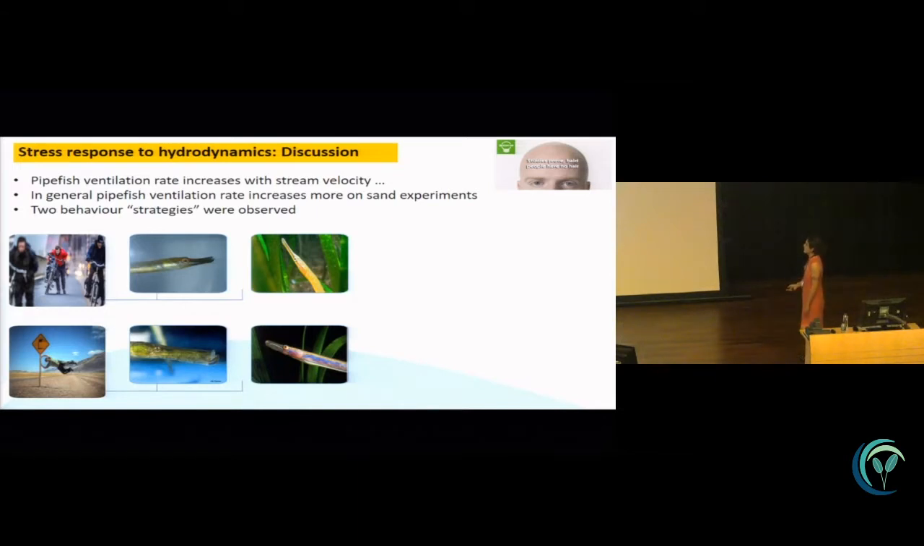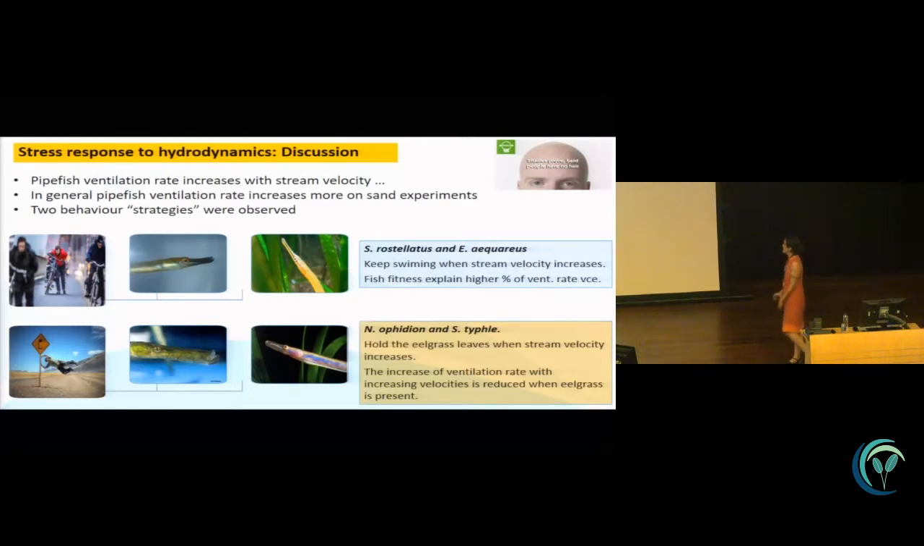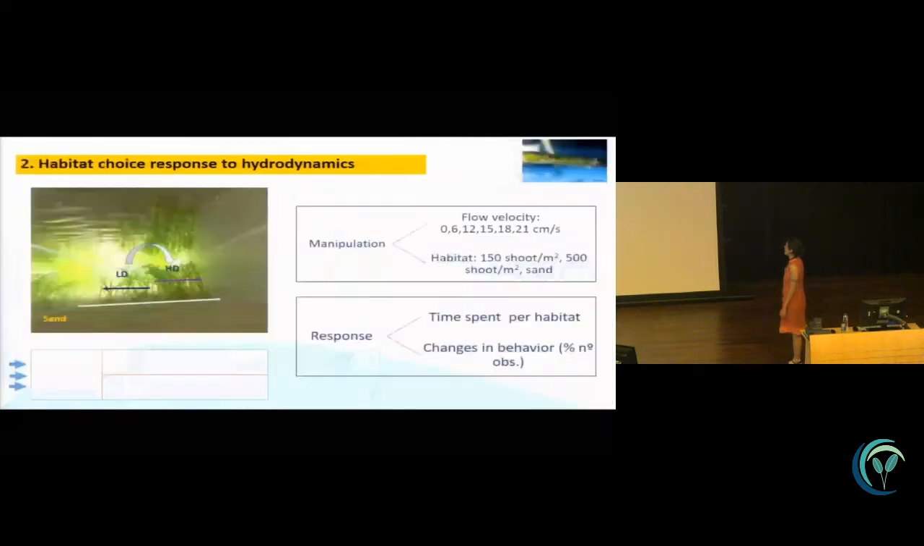The swimmers, which are Rostellatus and Entelerosa aquareus, keep swimming when stream velocity increases, and in these two species, fish fitness explains a higher percent of the ventilation rate. That's because swimming is a more demanding activity than holding the leaves. The other strategy is the holders, Syngnathids tifle and Nerophis ophidium, who hold the leaves when flow velocity increases, to try to stay in the meadow.